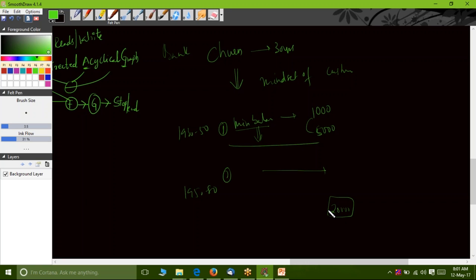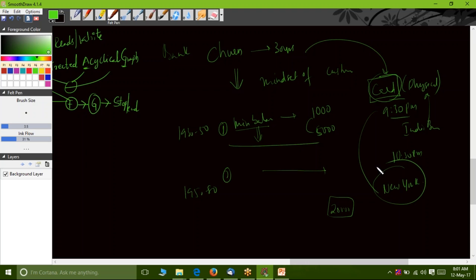But in the event of the same bank thing we take, now you did a transaction on your card, a physical transaction, at 9:30 in the evening in India, Bangalore. Exactly 1 hour later, at 10:30, a physical transaction is happening in New York. You think it's possible?